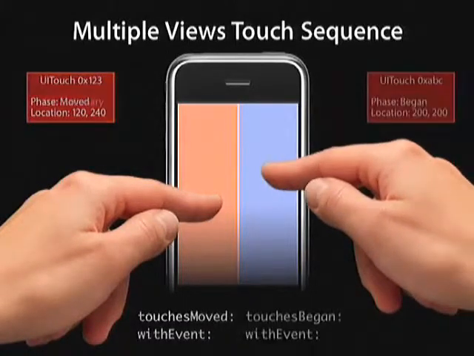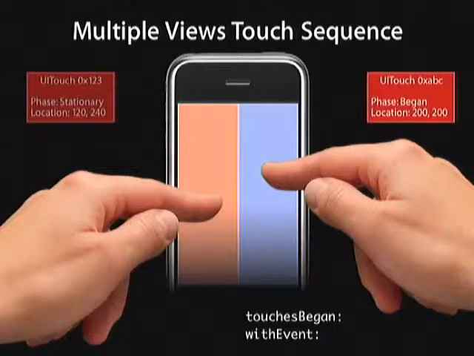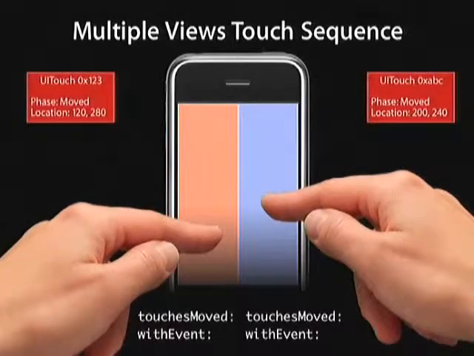Now, if the user puts their finger down in another one, we'll create another UI touch. Again, phase began, new location. But now this one is bound to a different view. So if you were to ask this touch for its view, you'd get back the blue one, not the red one. And the event knows that each of these are in separate views. And now if we move both of them, we'll actually call touches moved with event twice, one on each view.